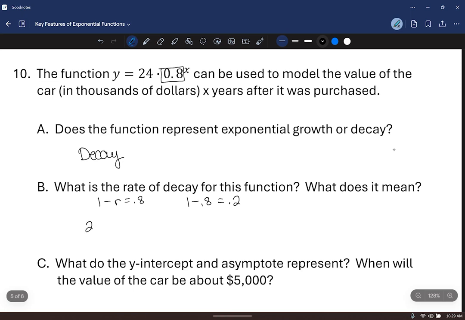So we have 20%, because I would change that to a percent by moving the decimal 2 places. So we have a 20% rate of decay. I'm keeping 80%. Okay. What does it mean? Well, we're talking about the value of a car. So the value of the car decreases by 20% each year. So each year, my car's value is decreasing 20% from the previous year.